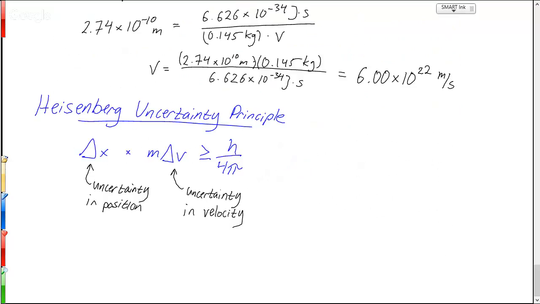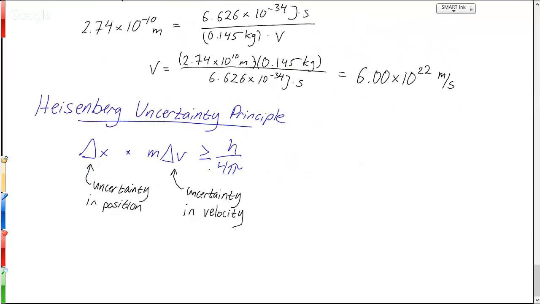If we know the position to a certain amount, we know the velocity to a certain amount, that has to still be greater than h over 4 pi, which is a number. Now, is that a big number or a small number? It's very small. Remember, h is 10 to the negative 34. That's really small. So that means that our uncertainty is really small, which doesn't matter for something like throwing a baseball, but it does matter for something like an electron that is that small.